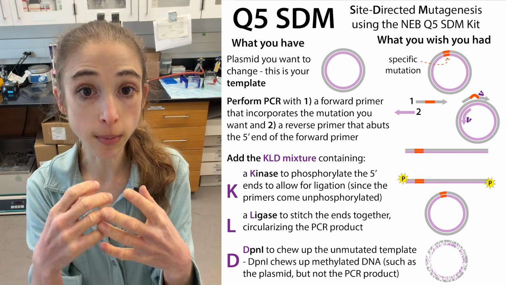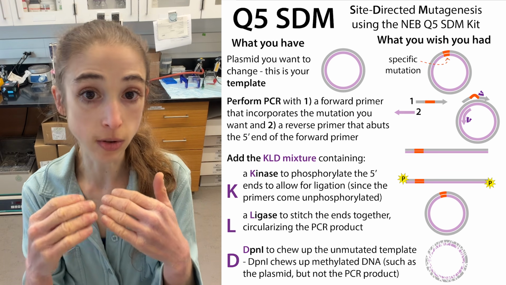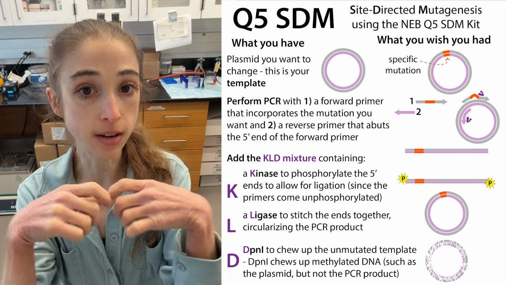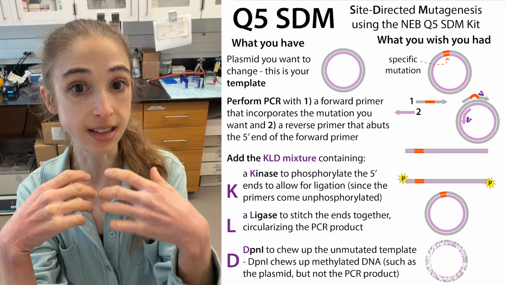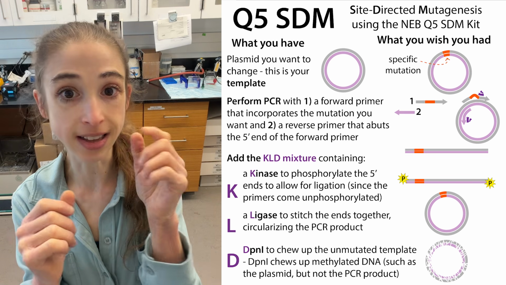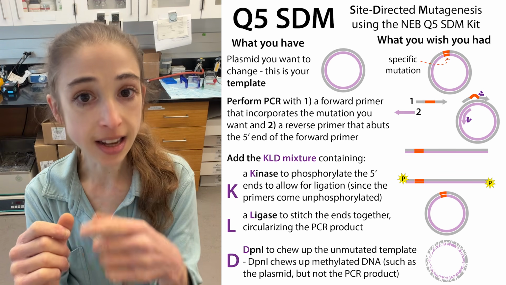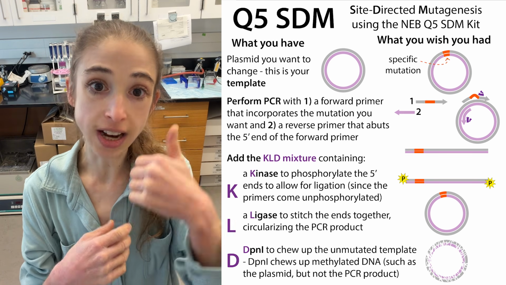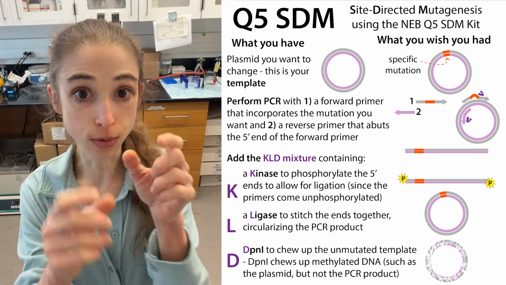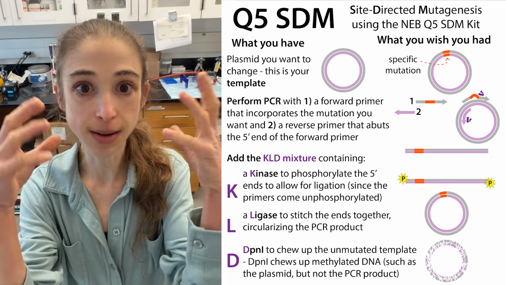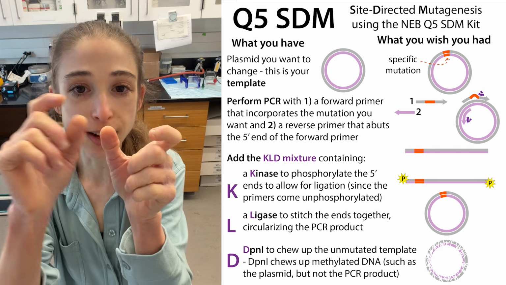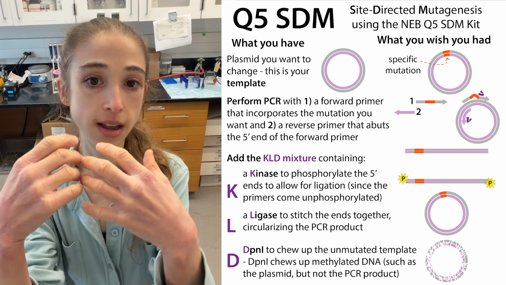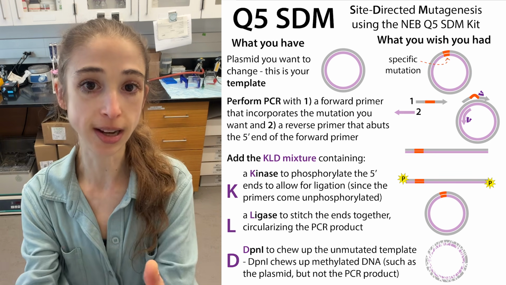After you do all that copying with the PCR step, you need to add a kinase. The kinase phosphorylates the ends. Now the ends can be ligated, or stitched together, by DNA ligase, and that's where you get the L in the KLD mixture. And the D, DpnI, is a restriction enzyme that cuts methylated DNA, such as the template DNA, the parent wild type non-mutated version that you used in order to introduce the change. You want to chew up that template so that only the mutated version goes into the bacteria.